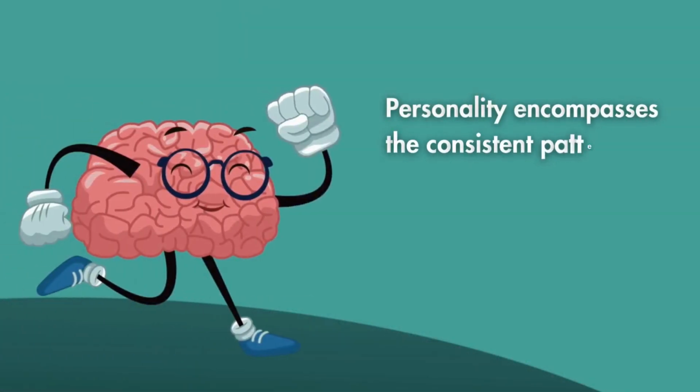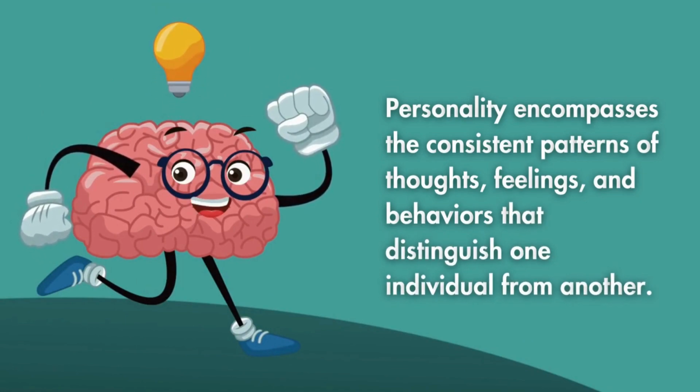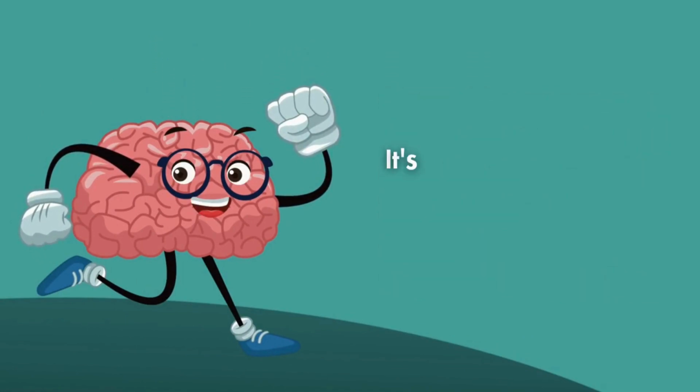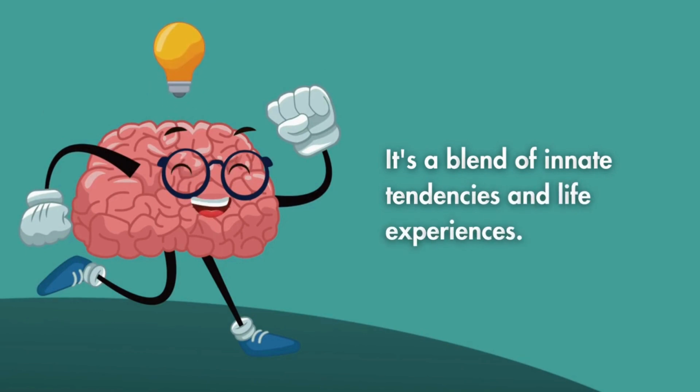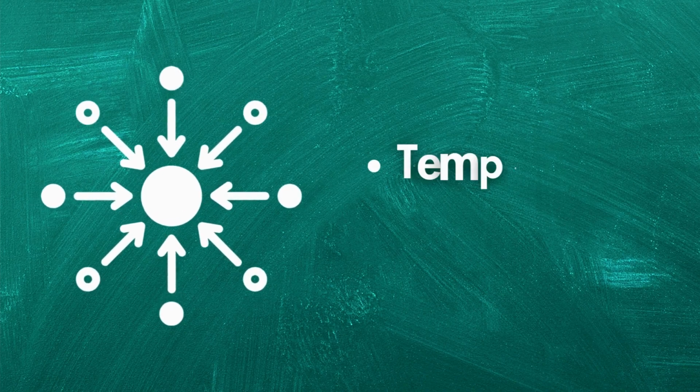To start, let's understand what personality is. Personality encompasses the consistent patterns of thoughts, feelings, and behaviors that distinguish one individual from another. It's a blend of innate tendencies and life experiences. Central to the construct of personality are two main components: temperament and character.